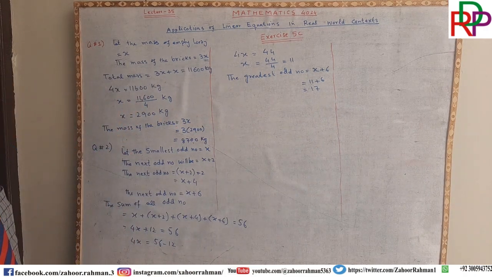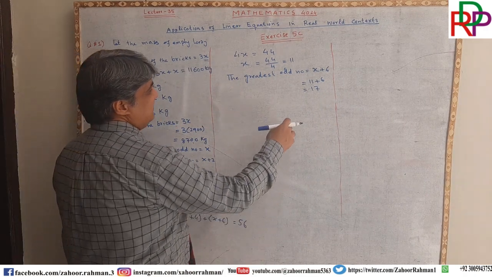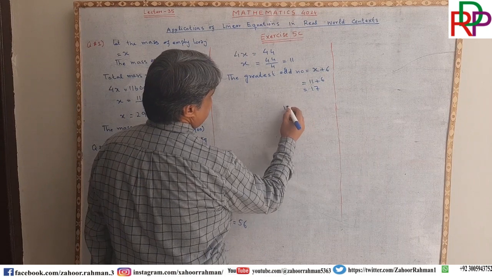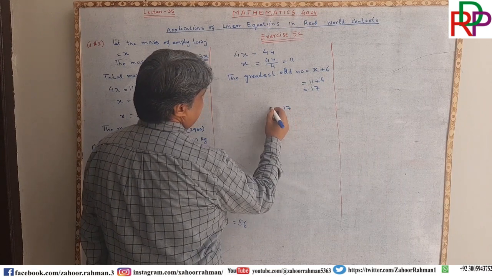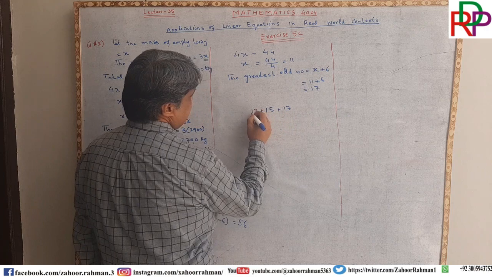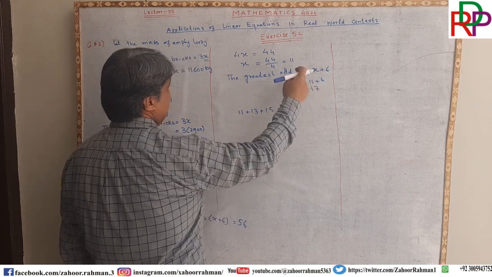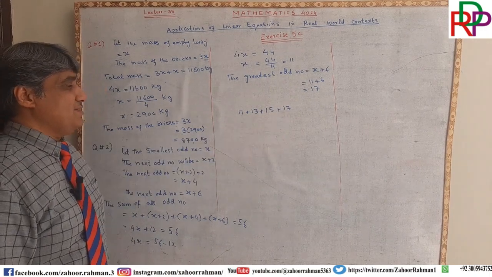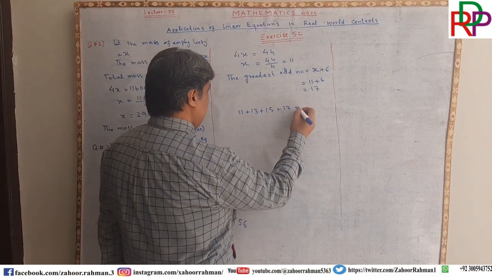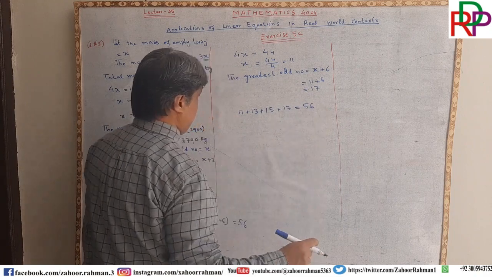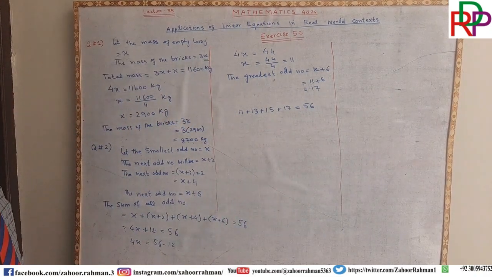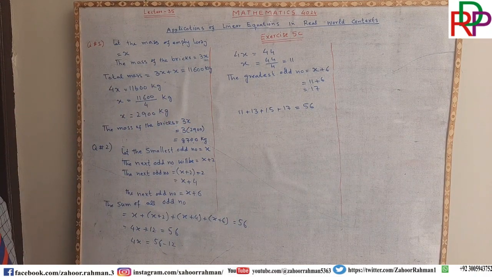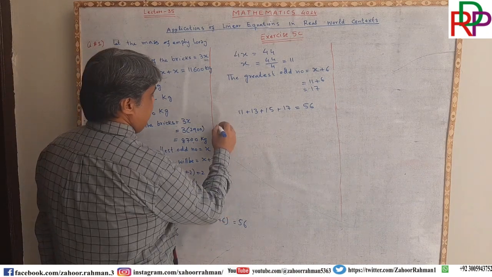Now you can check your answer. The consecutive numbers: one is 17 and the next is 15, the next is 13, and the smallest is 11. So these are the four consecutive numbers. If you add them, then it will give you 56. If it is not giving you 56, then it means that your answer is not correct. That is a method I was telling you to cross-check your question.